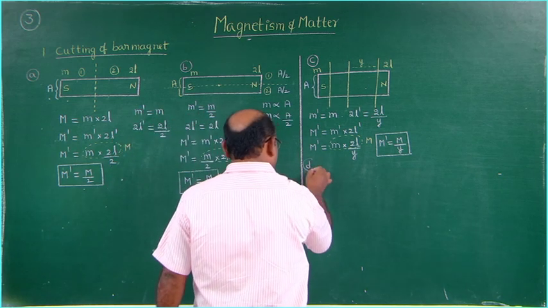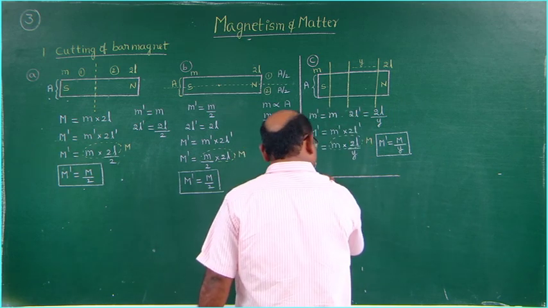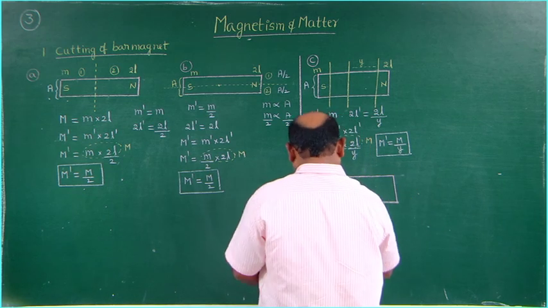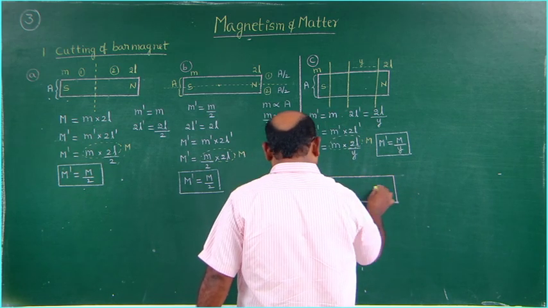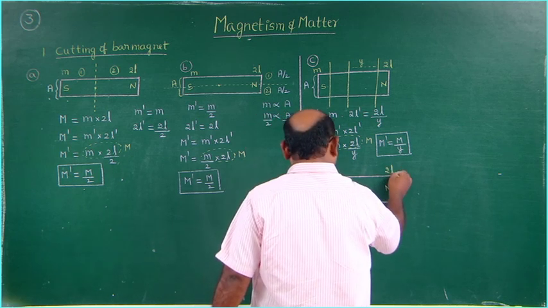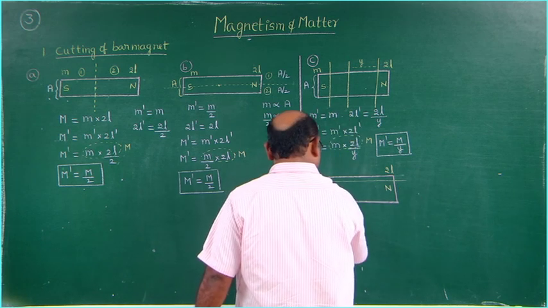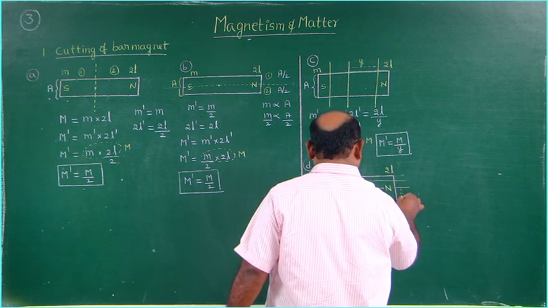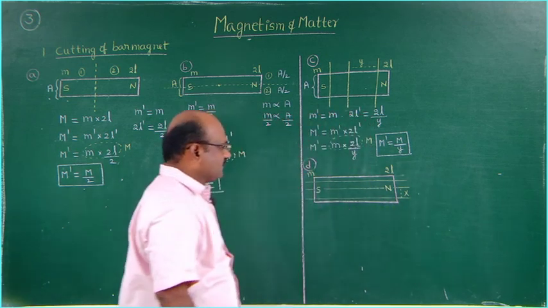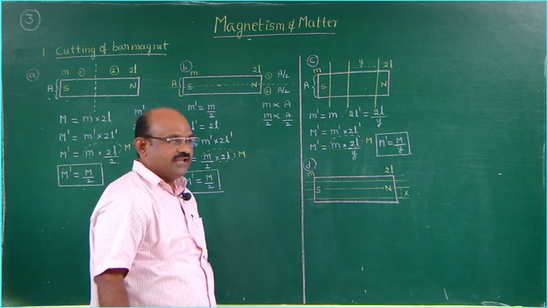D. See this question. Again, assume it is a bar magnet with a south and a north pole as shown in the figure. Pole strength of the magnet is m, magnetic length is 2L. Now, it is going to be cut along the x axis as shown in the figure. It is made into x equal pieces because it is the X cutting.